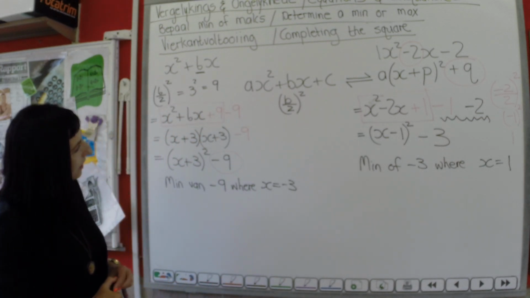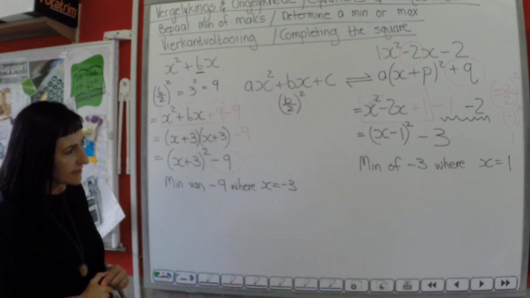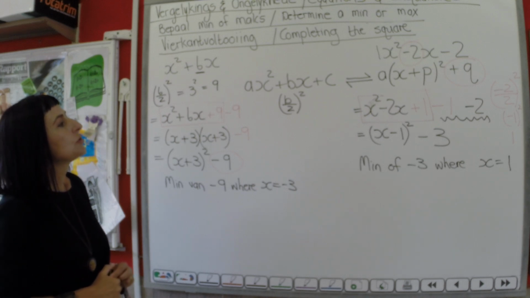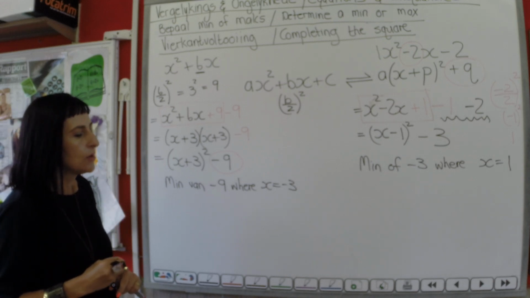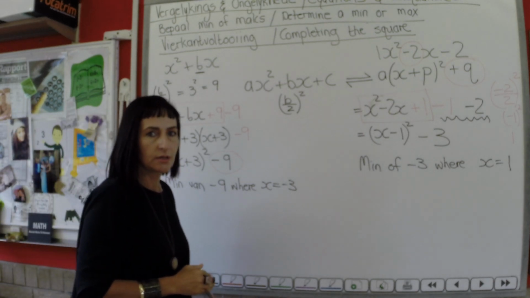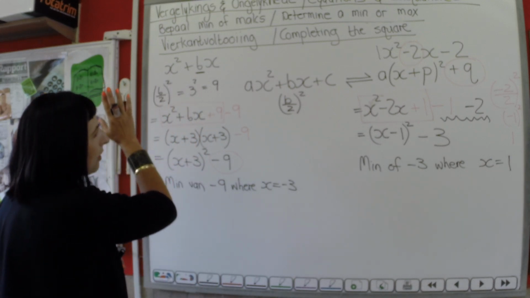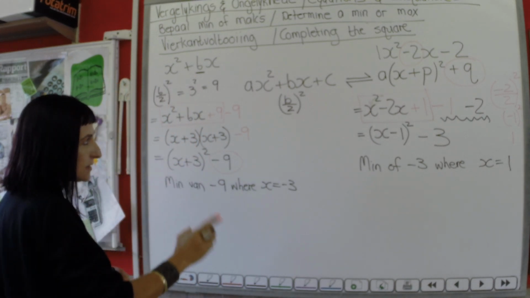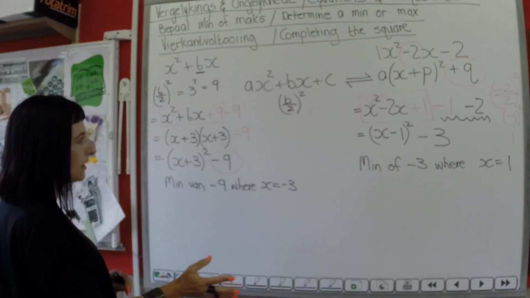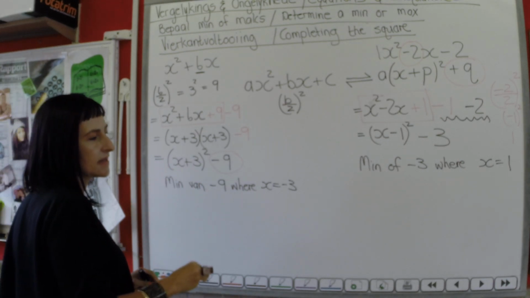Goed. So now I've completed the square. Why did I complete the square? To tell me what's the minimum or maximum value of a quadratic expression. Goed, juffrou gaan nog 2 voorbeelde doen waar my a-waarde nie positief 1 is nie, waar ek dit eers moet verander, but the method stays exactly the same.